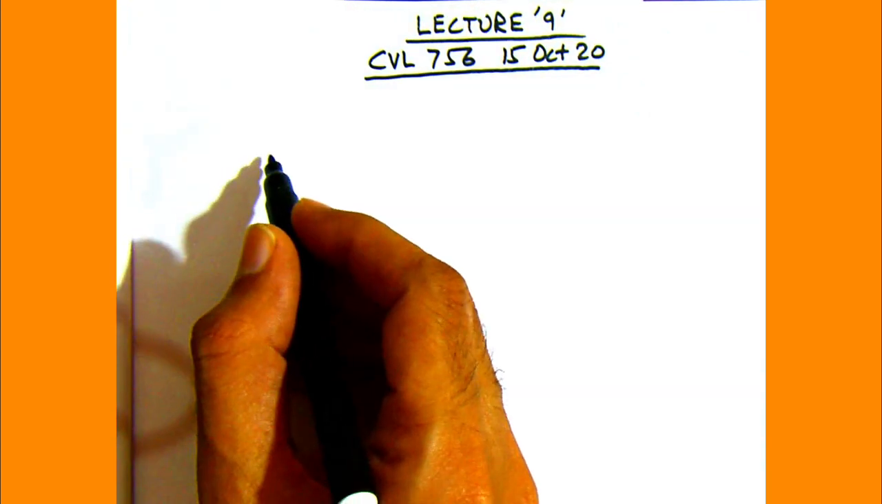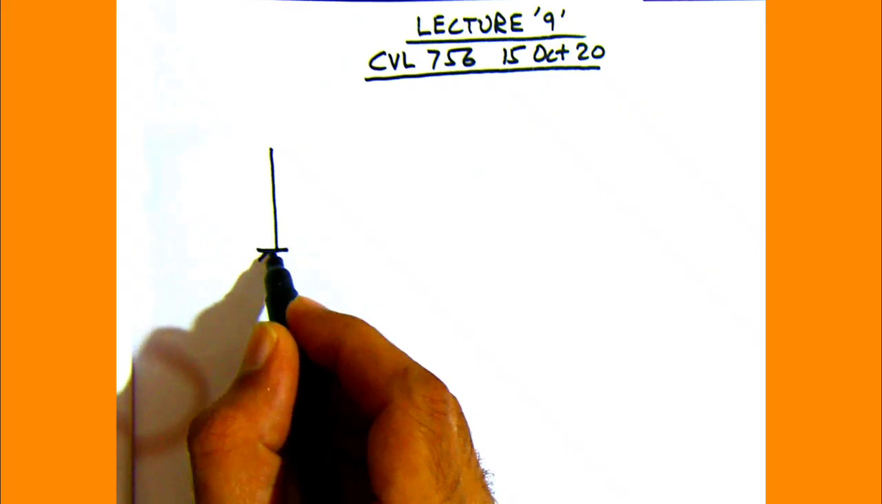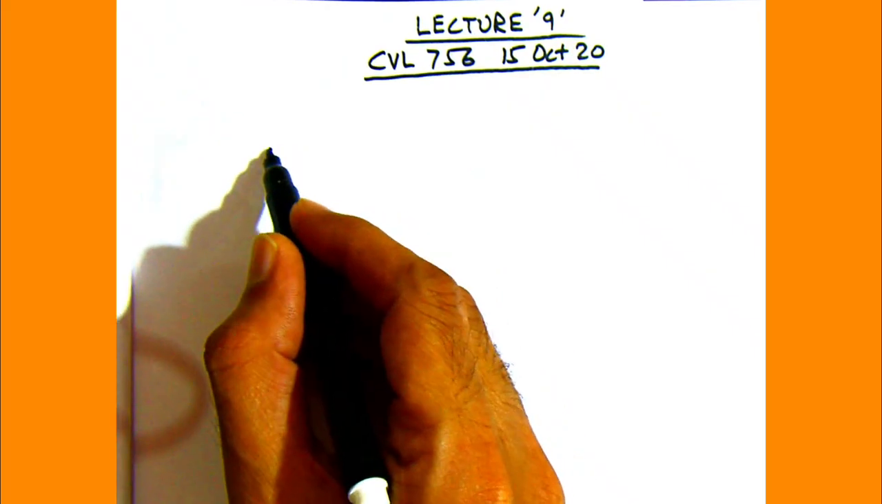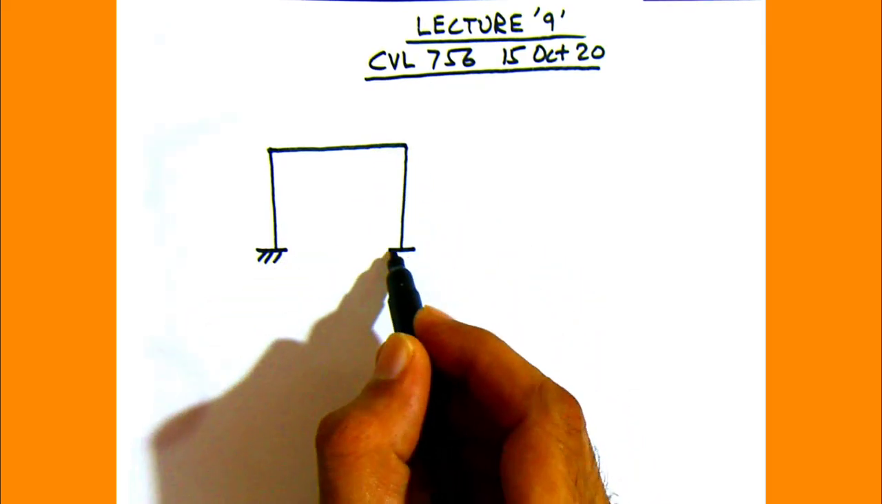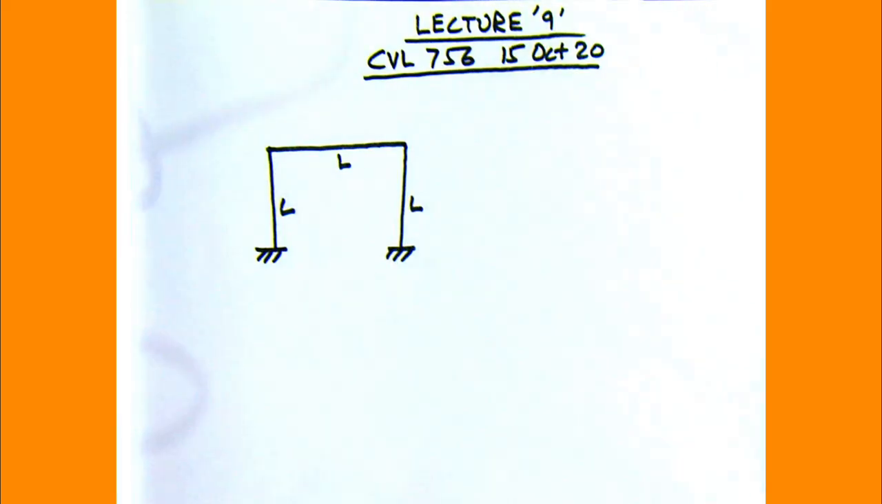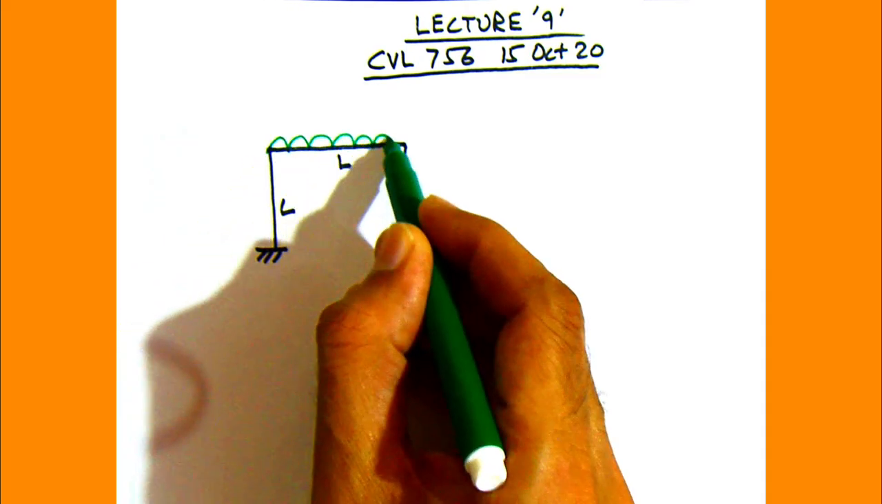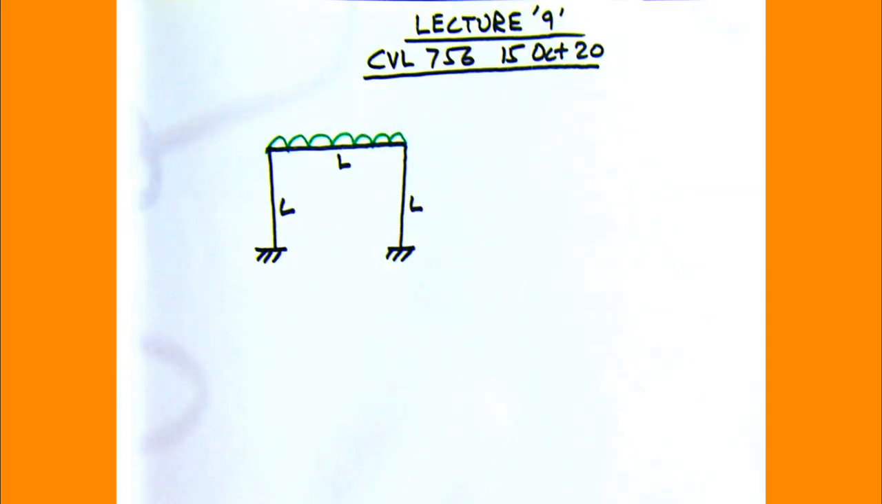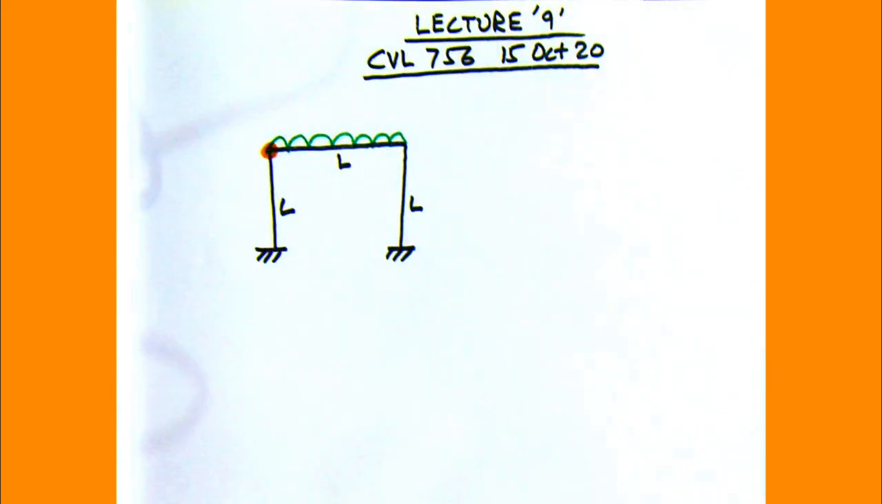And so today, let's take one example. I hope you have tried it also at home. So this is a frame, a very simple frame with all dimensions L, and it's under UDL, and here I create a hinge at the beam column joint.